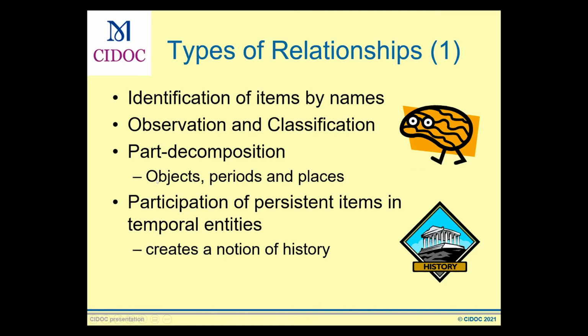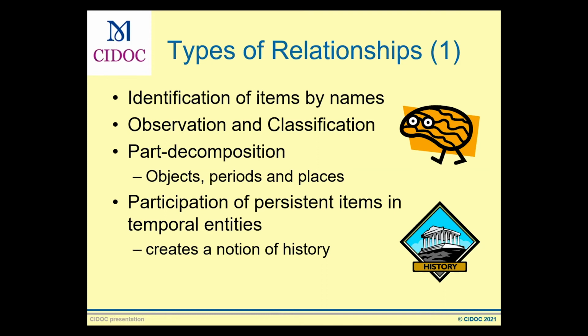We need to take things apart into smaller things. So objects that get taken apart into the top and the legs of a table, for instance. Periods, we can deal with the beginning of the Iron Age and the end of the Iron Age, early Iron Age, late Iron Age, middle Iron Age, early Middle Iron Age and late Middle Iron Age. So we can take periods apart, and we can talk about places. So the room that you're in is part of the building that you're in, which is part of the street that you're in, which is part of the city that you're in.